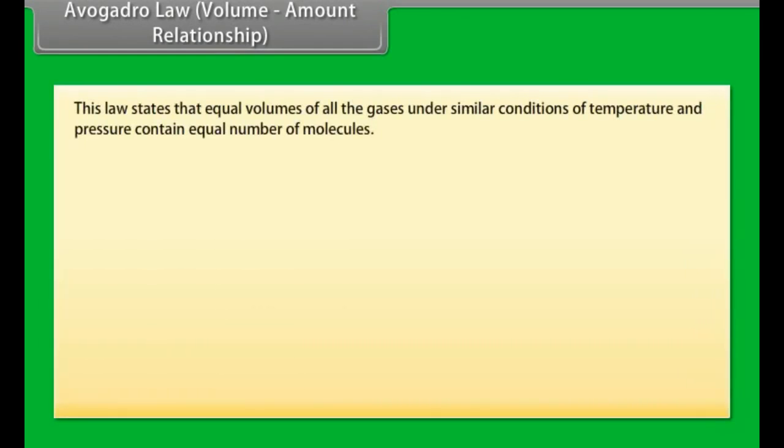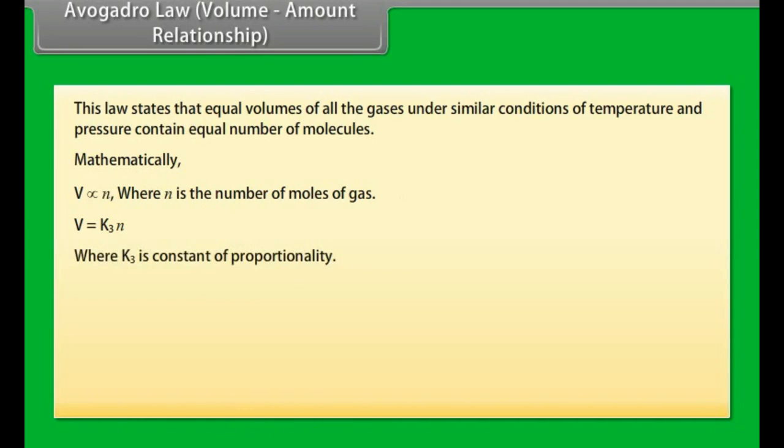Volume-amount relationship. This law states that equal volume of all the gases under similar conditions of temperature and pressure contain equal number of molecules. Mathematically, volume is directly proportional to the number of moles of gas. V is equal to K3N, where K3 is constant of proportionality.